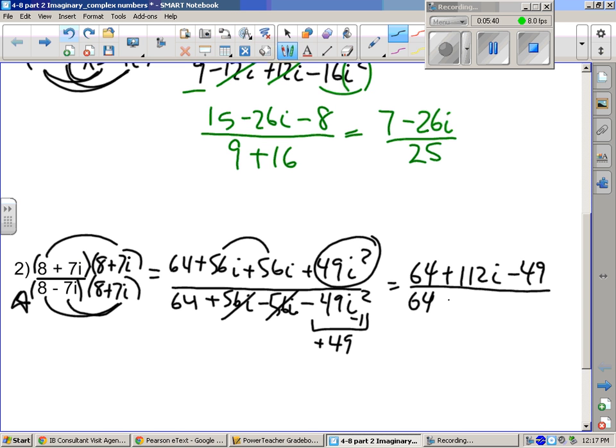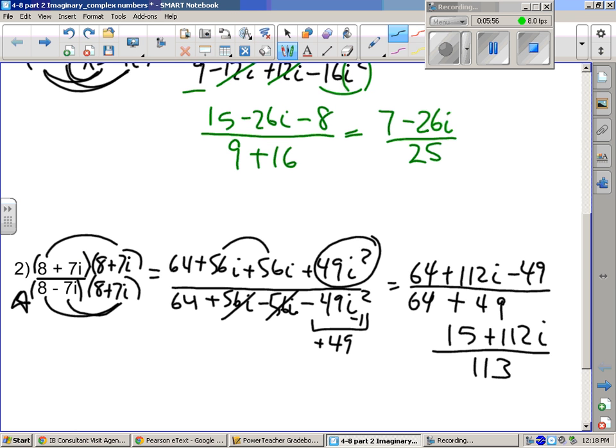All right. So we'll put that on the bottom. And then 64 minus 49. Knew there was a 13. So 64 minus 49 is 15 plus 112i. And then on the bottom, we have 113.